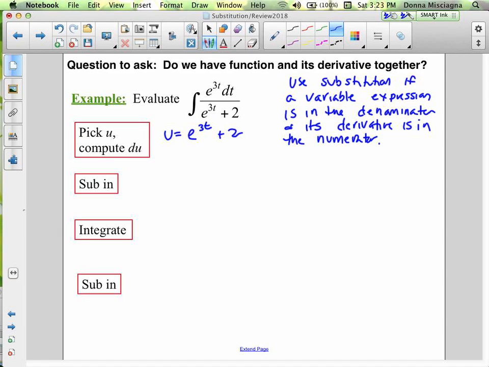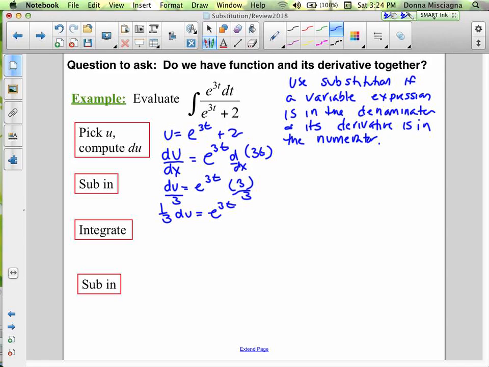All right, so u is e to the 3t plus 2. The derivative du with respect to x. The derivative of e to the 3t would be e to the 3t times the derivative of 3t. The derivative of the 2 is 0. So we'll move the dx to the other side. We'll take the derivative of 3. So that means du is e to the 3t times 3. We don't have a 3, so we're going to divide both sides by 3. So 1/3 du equals e to the 3t.